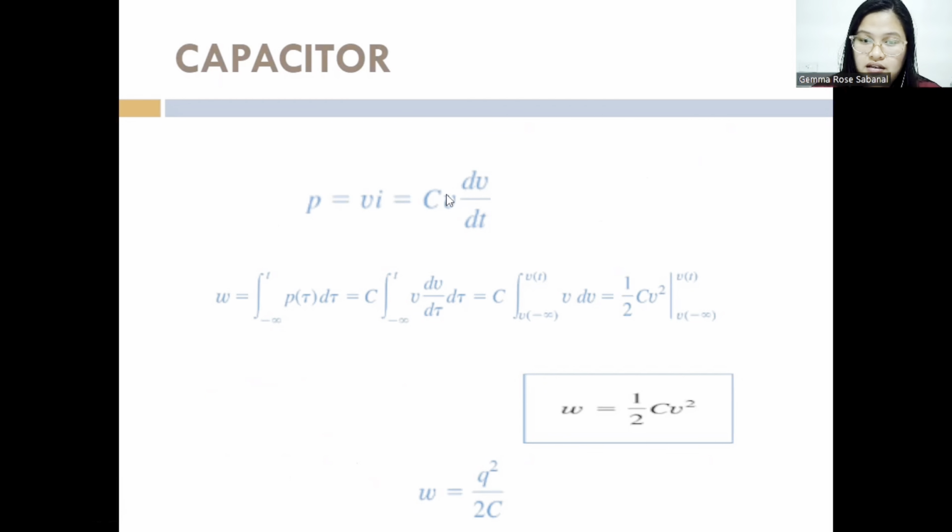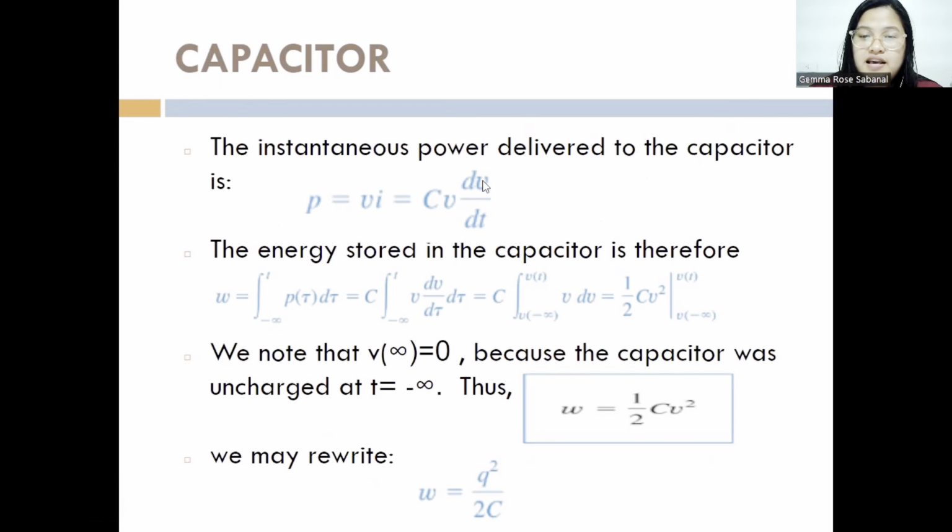The instantaneous power delivered to the capacitor is p equals vi equals C v dv over dt. And the energy stored in the capacitor is therefore w equals 1/2 C v squared, or we may rewrite it as w equals q squared over 2C. By using this formula, we can get the energy stored.